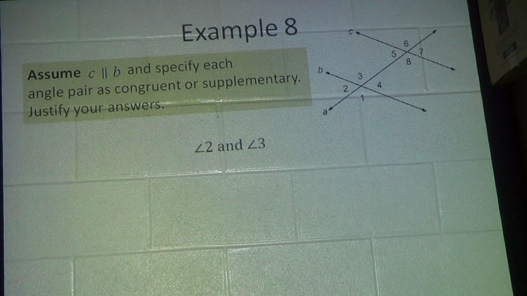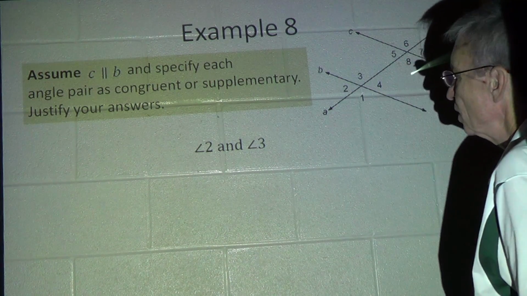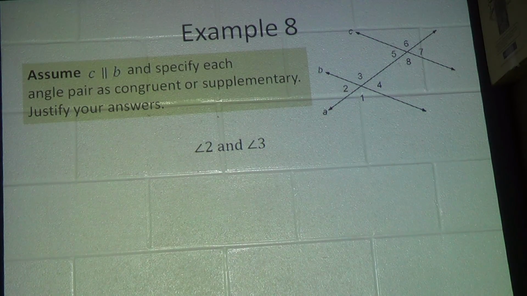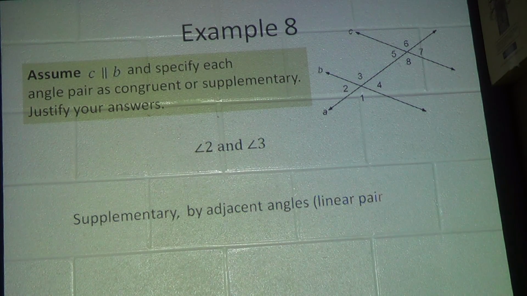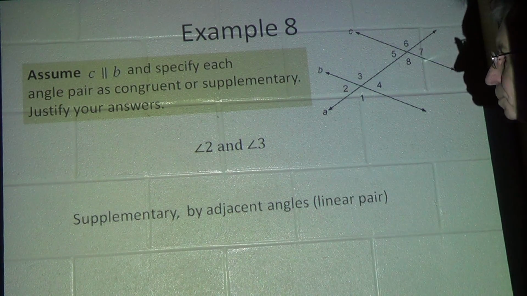Okay, example 8 is talking about angles 2 and 3. Once again, they're adjacent angles, and they're at the intersection, so they are a linear pair. So by the fact that they are a linear pair means that they have to be supplementary. It means they add to 180 degrees to make this straight line.